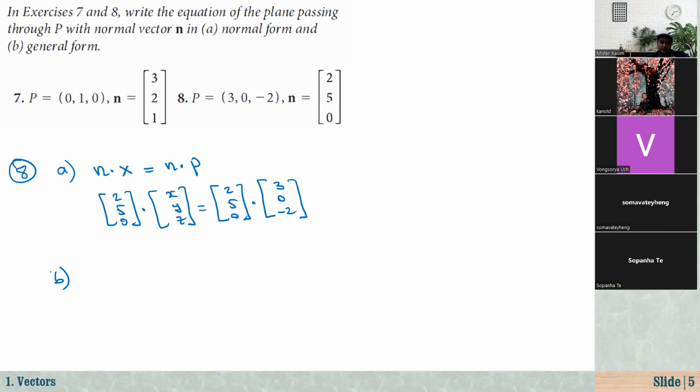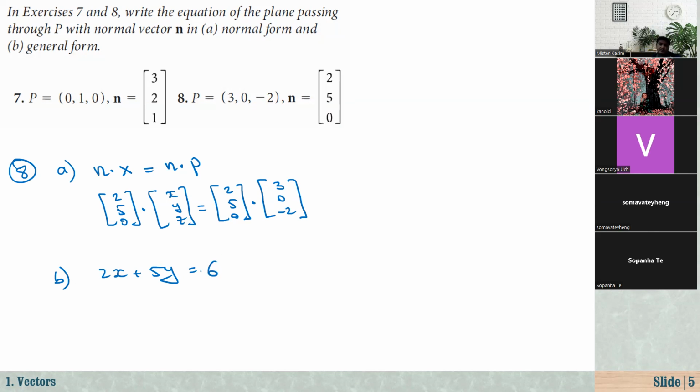And how about the parametric or general form? General form, we just have to change this into an algebraic equation, right? So that will be 2x plus 5y is z. On the right hand side, 2 times 3 is 6, plus 0 and 0, so that's equal to 6.